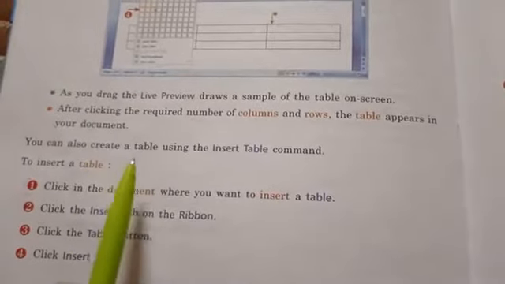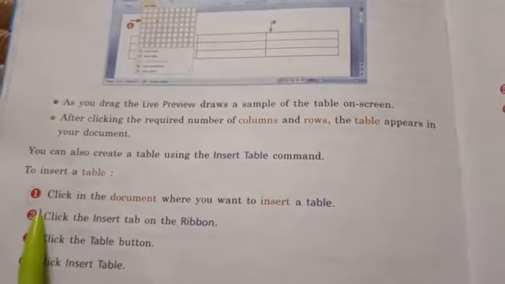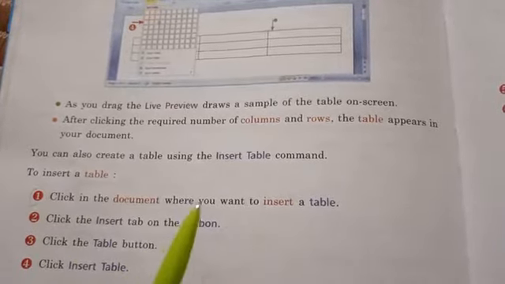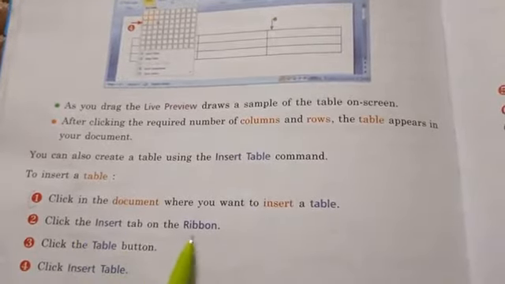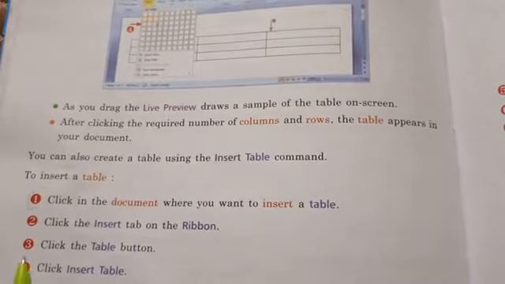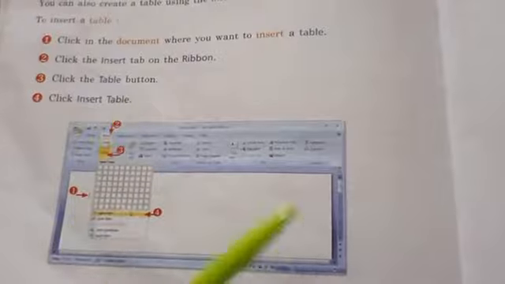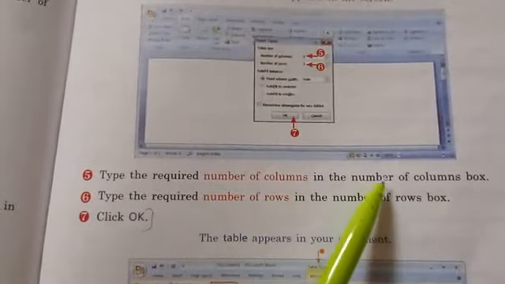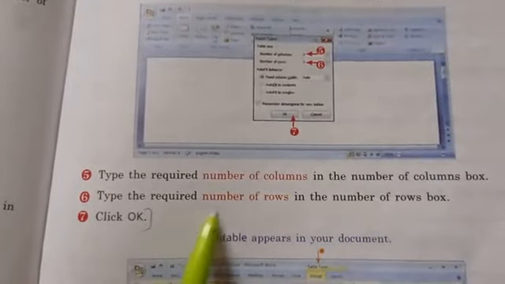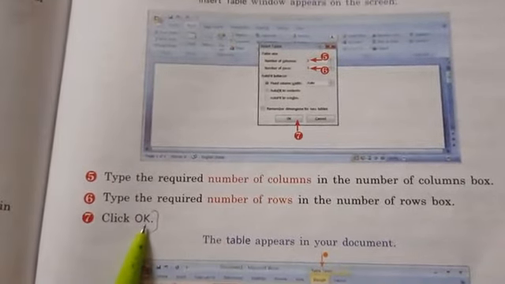You can also create a table using the Insert Table command. To insert a table, first step, click in the document where you want to insert a table. Second step, click the Insert tab on the ribbon. Third, click the Table button. Fourth step, click Insert Table. Fifth step, type the required number of columns in the Number of columns box. Type the required number of rows in the Number of rows box and then click OK.